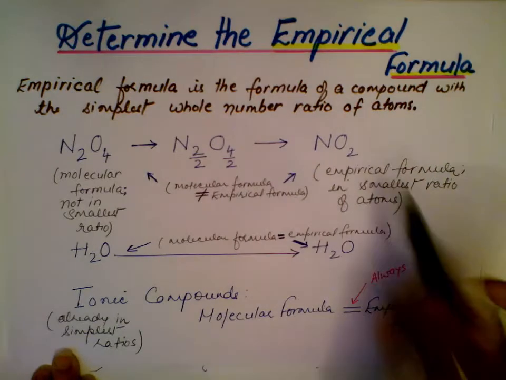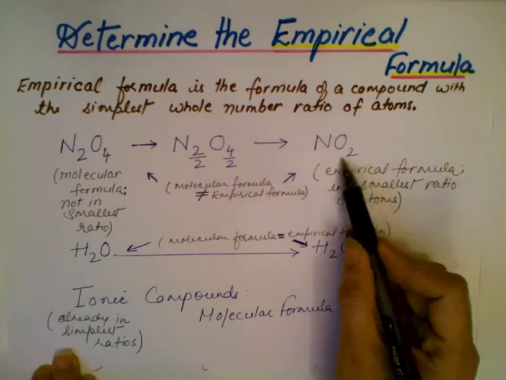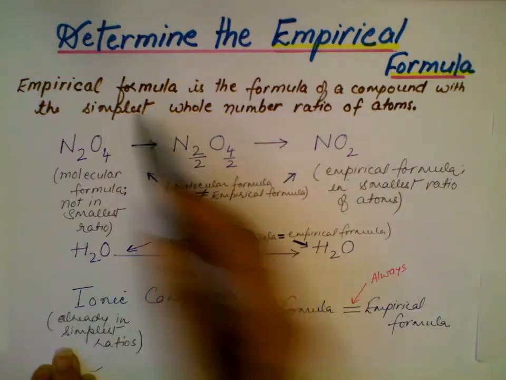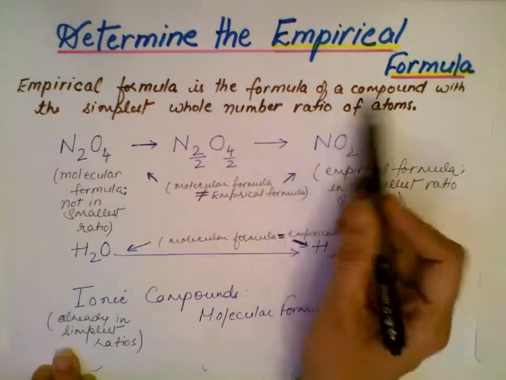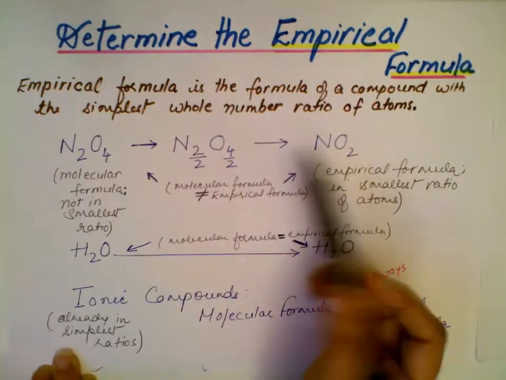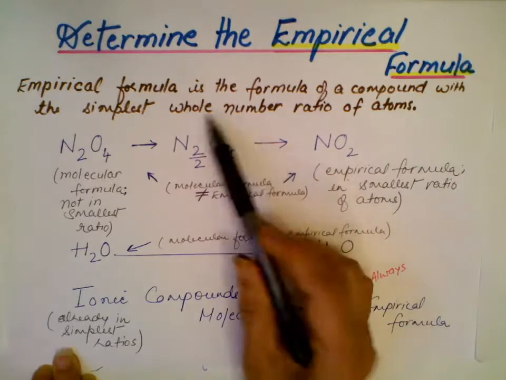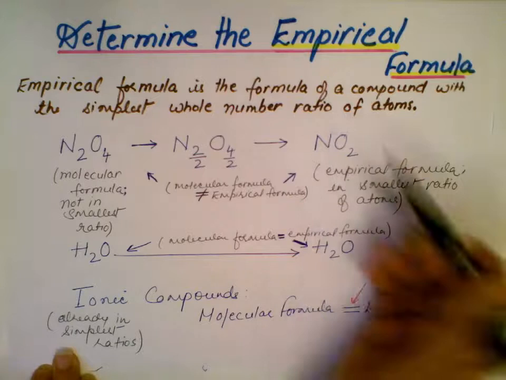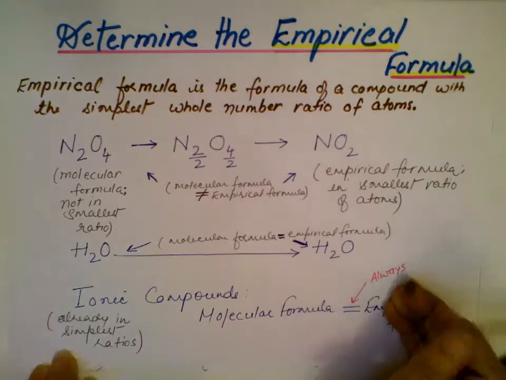They don't have any other common factors. So this one is the empirical formula with the smallest ratio of atoms. So what is an empirical formula? This is the formula of a compound with the simplest whole number ratio of atoms. We want to make sure that it is the whole number, and we are going to use a step-by-step process to find the empirical formula.